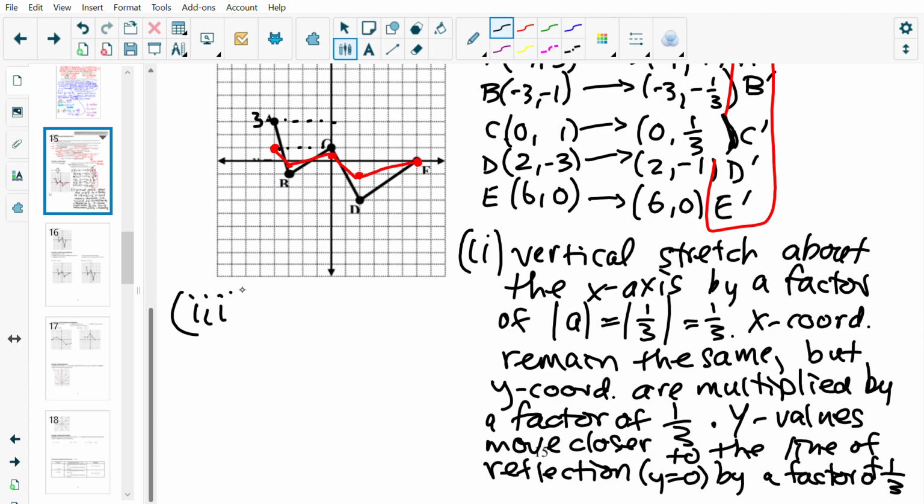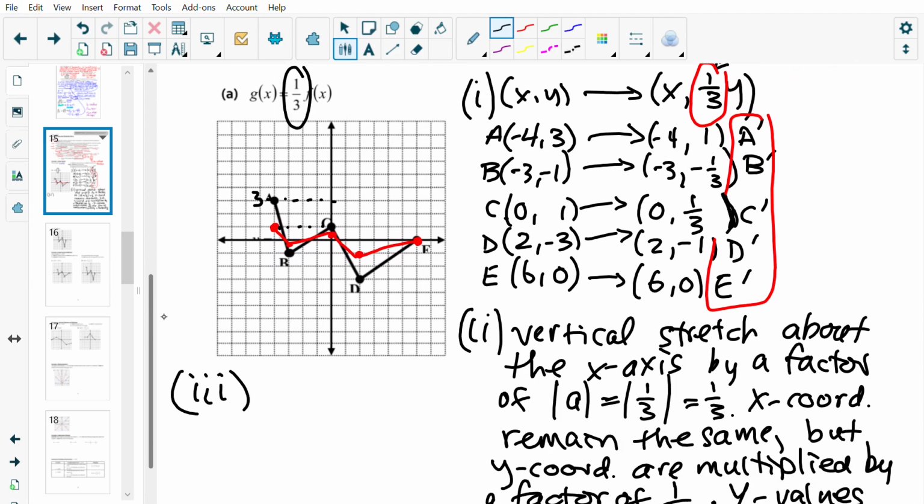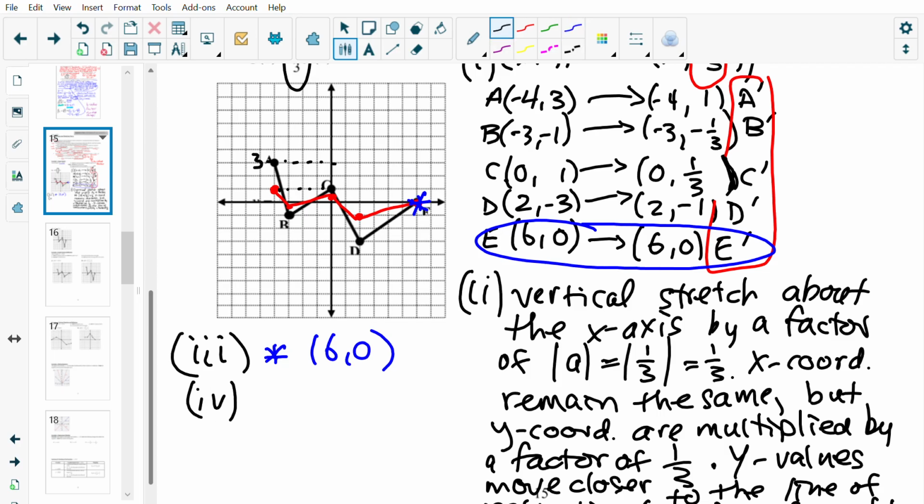3. 3 says star all invariant points. Invariant points means points that do not change. Okay, and that's at 6, 0. So right here, invariant.